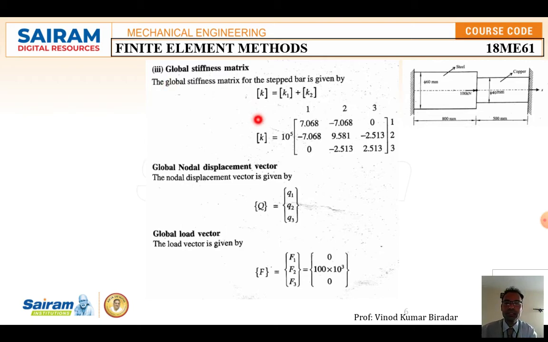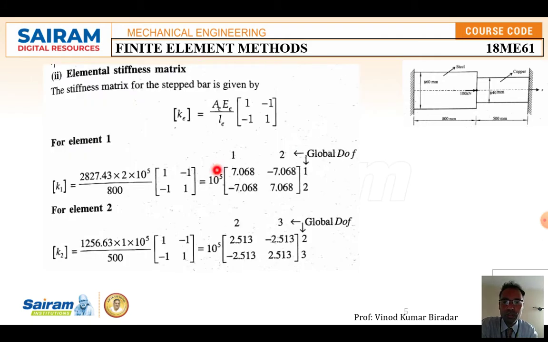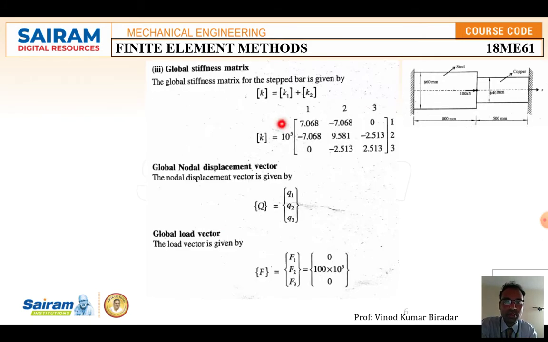Next one is the global stiffness matrix. Global stiffness matrix is equal to what? K is equal to K1 plus K2. Since 3 nodes are there, it is a 3 by 3 matrix. In both, 10 to the power of 5 is common, so take 10 to the power of 5 common here.